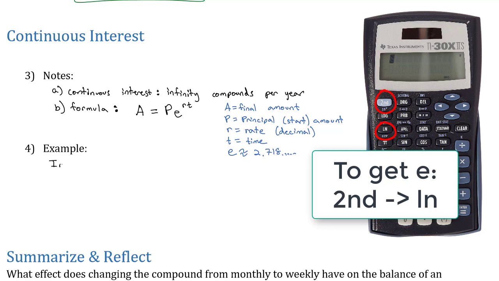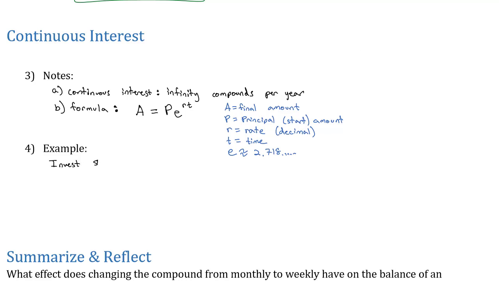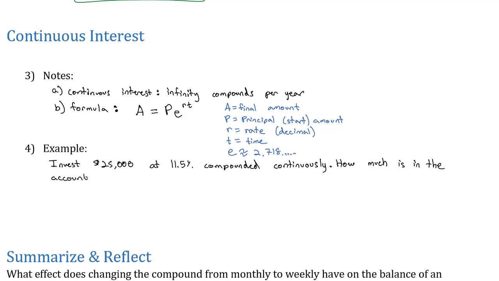Let's say that I invest $25,000 at 11.5% interest rate, compounded continuously. I want to know how much is in the account after 20 years.